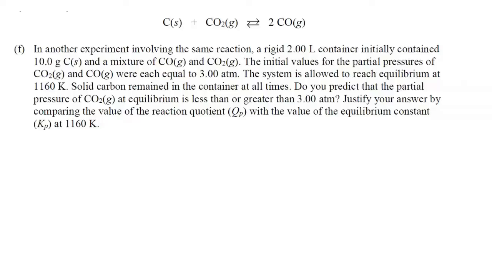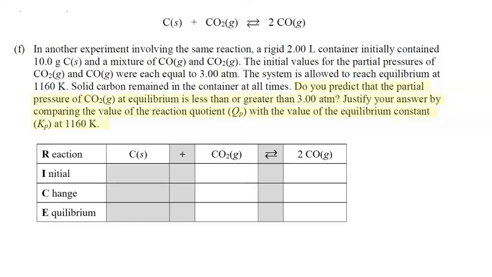Now this is going to be a Q versus K situation. Do you predict that the partial pressure of carbon dioxide at equilibrium is less than or greater than 3 atmospheres? Justify your answer by comparing the value of the reaction quotient, Qp, with the value of the equilibrium constant, Kp, at 1160 kelvins. So earlier, we had already calculated the value of Kp for this particular reaction at this temperature. So we have to figure out the value of Q, and you don't necessarily have to make a rice table to answer this part of the question.